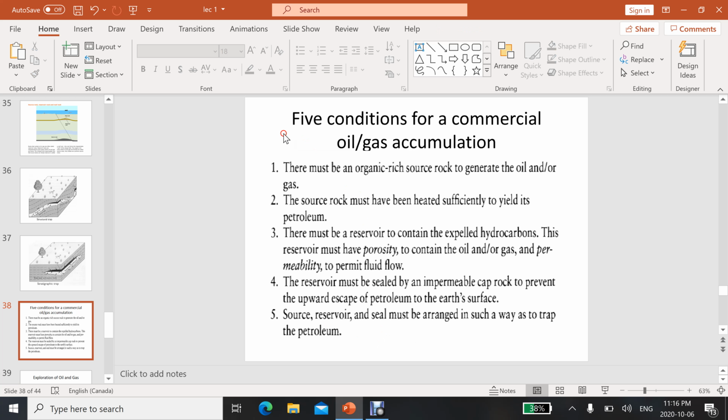Okay. You will observe at the end of this course that most of the stuff in petroleum geology will revolve around these five conditions. We will talk about these five conditions in different ways, and we will also get some in-depth knowledge about these conditions in our later discussions.